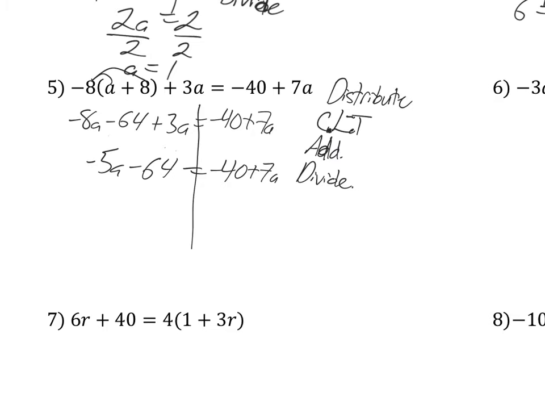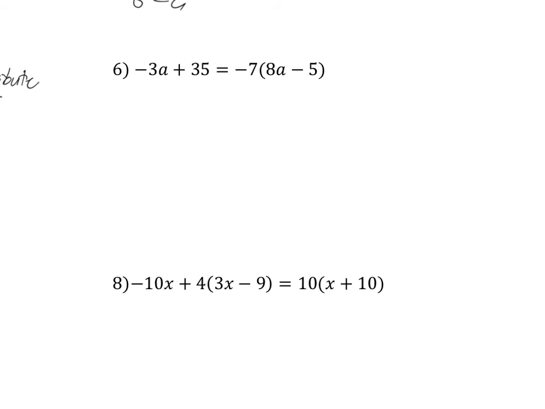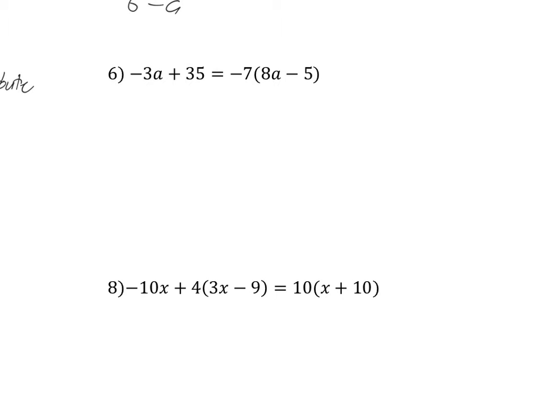Okay, then we added. I always want to get where my variable is positive. So I'm going to add 5a to both sides, and I'm going to add 40 to both sides. So that's going to give me negative 24 equals 7 plus 5 is 12a. Last part, we're going to divide both sides by 12. So a equals negative 2. Perfect. Okay, next problem. Go ahead and tell me what that equals and what steps you went through.